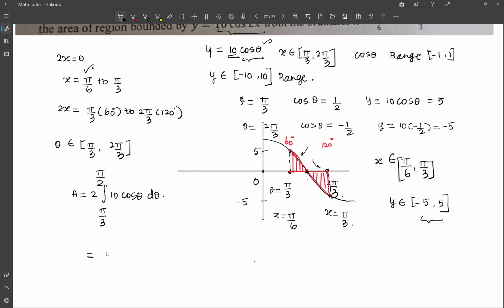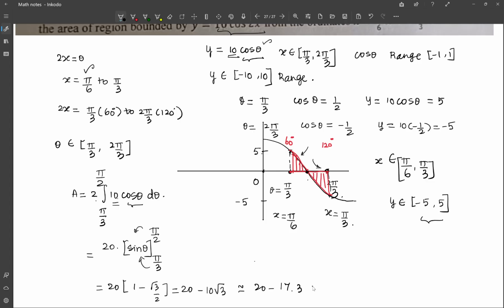So 2 times, make it 2 into 10, which is 20, times cos theta. If you integrate cos theta, that would be sin theta. So you will get pi by 3 to pi by 2. So that is equal to 20 times sin pi by 2, which is 1, minus sin pi by 3, which is root 3 by 2. If you multiply 20 inside, you will get 20 minus 10 root 3, approximately 20 minus 17.3. So that would be 2.7 units. That is the required area.